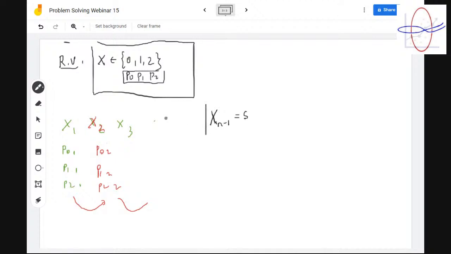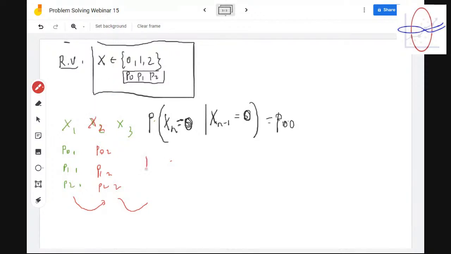You can become susceptible again. Given Xn minus 1 is equal to susceptible, you will again become susceptible. Let's model that probability by p00. I will tell you why I am writing p00. This is sort of 0, this is sort of 0, I mean this from this idea.